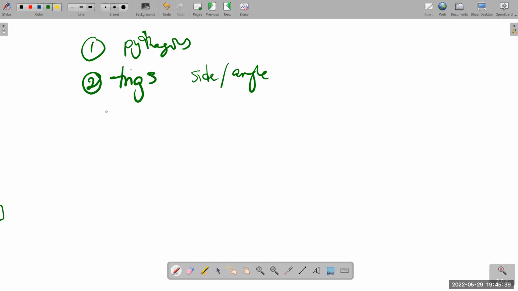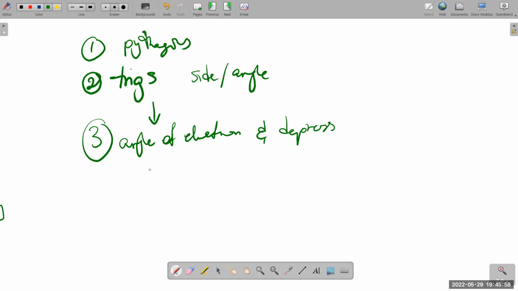Okay. Now let's go into the non-right-angle triangles. And honestly, from this, what do we use? We use the angles of elevation and depression. Because you remember, this is an extension of those two things. So how do you feel about the third thing, angles of elevation and depression?